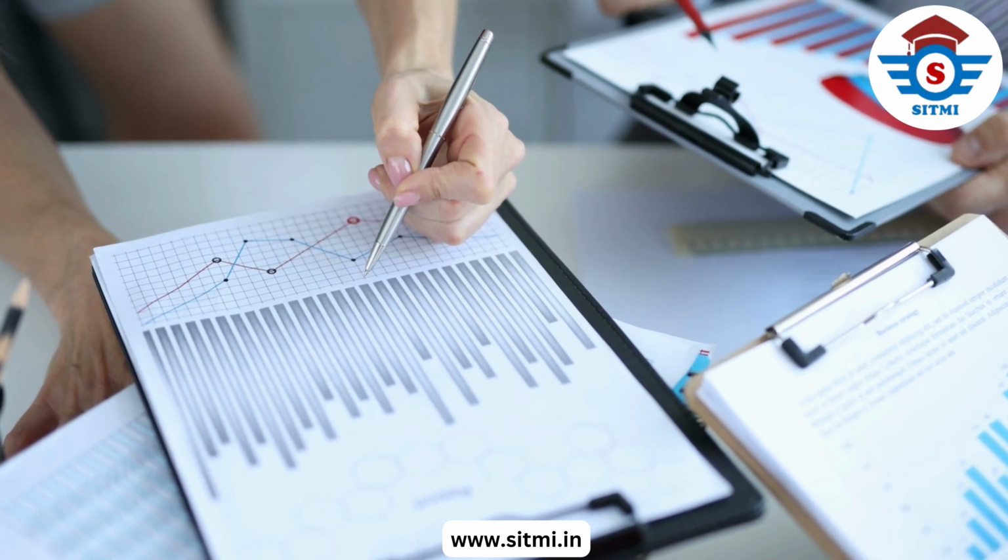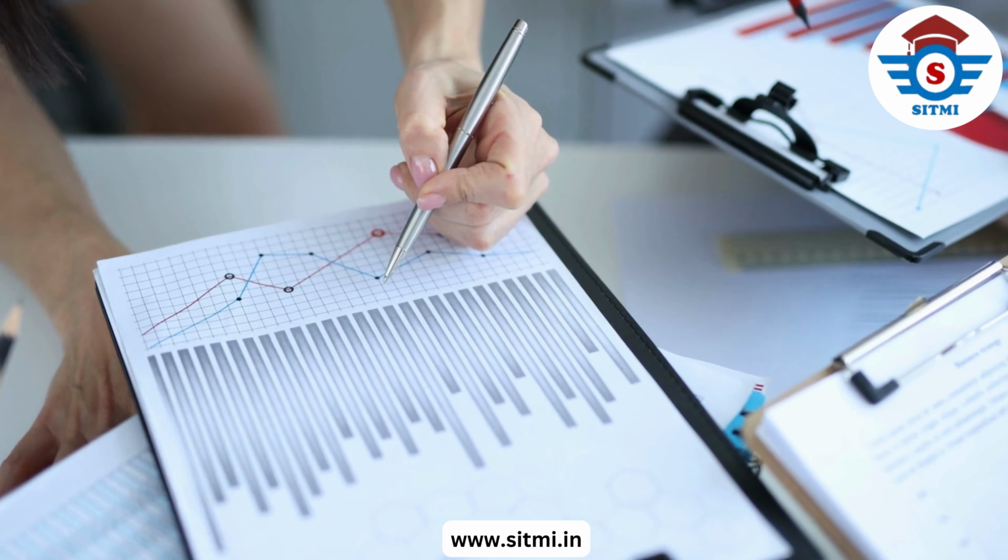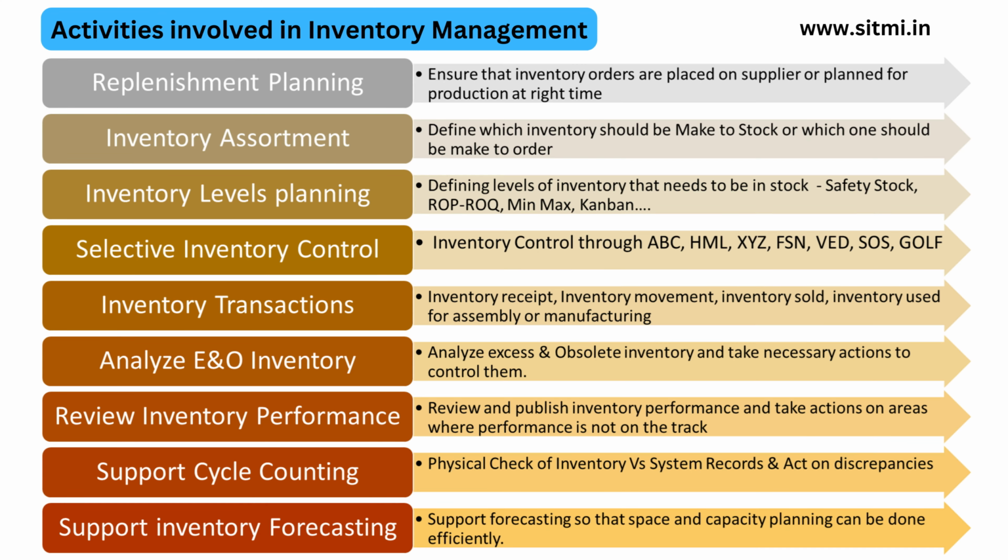So, what falls into inventory management? Let's see the multiple activities. We have categorized 9 major activities that are performed in inventory management. The first activity is planning for inventory replenishment. In this activity, it is ensured that inventory orders are placed on the supplier or planned for production at the right time.